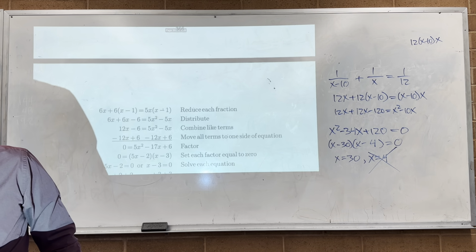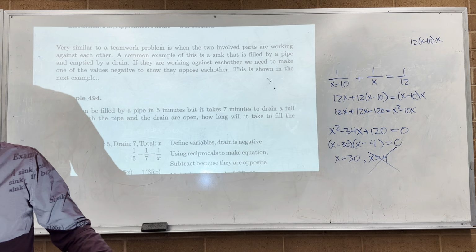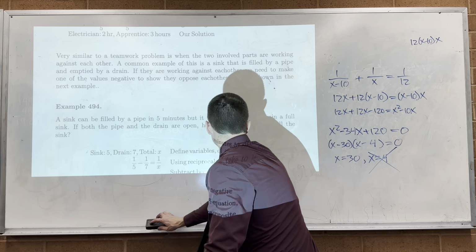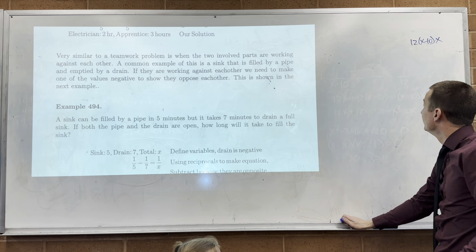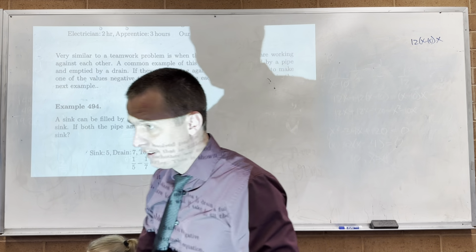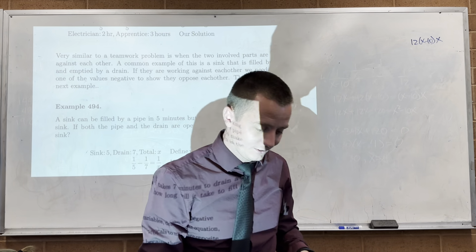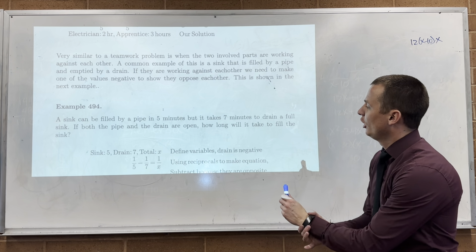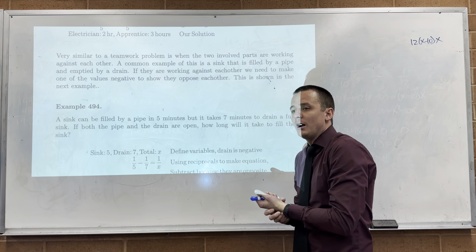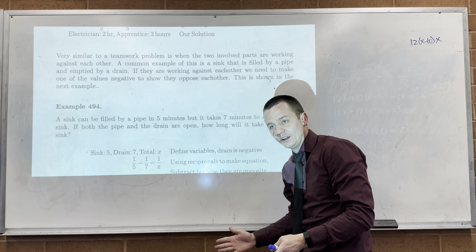All right. When someone's working against you, it's a minus. Let's just do one example with the minus. We'll just pause the lecture, I guess. Alright. Now let's get back to it. Okay. So for this next problem, it's going to be a problem where someone is working to get the job done and someone's working against the job being done.